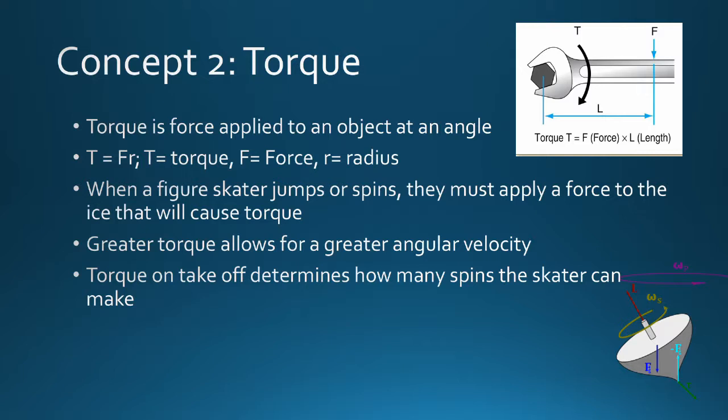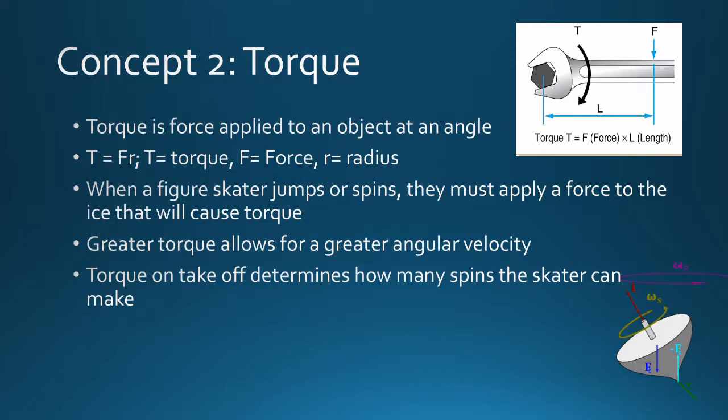Just as Newton's third law is needed for movement on the ice, torque is essential for spins and jumps. When a figure skater jumps or spins, they must apply force to the ice that will cause torque. The greater the force applied on the ice at takeoff, the greater the torque. Torque heavily influences the skater's ability to spin in the air and on the ground. Skaters manipulate torque by pushing harder off of the ice.